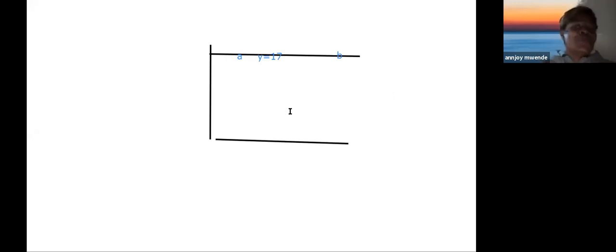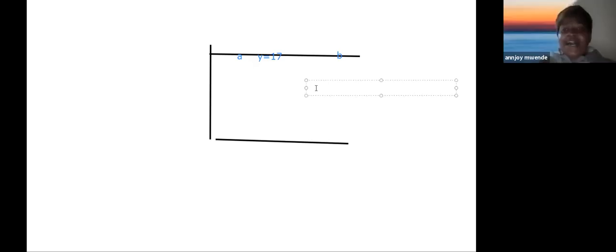So when you get a gradient, you say change in y divided by change in x. 17 minus 17 divided by 2 minus 7 is 0 divided by negative 5. But 0 divided by any number is 0, so the gradient is 0. Are we together? Yes.